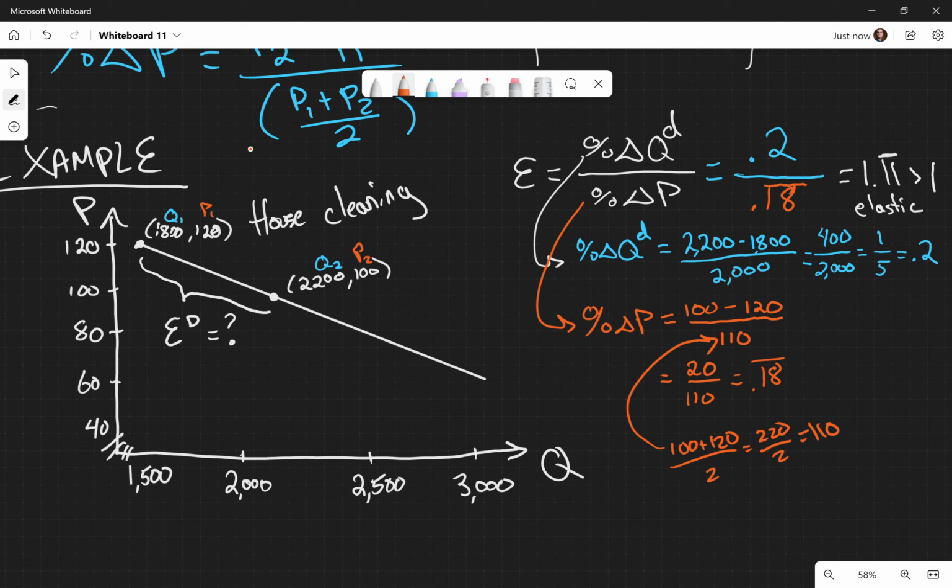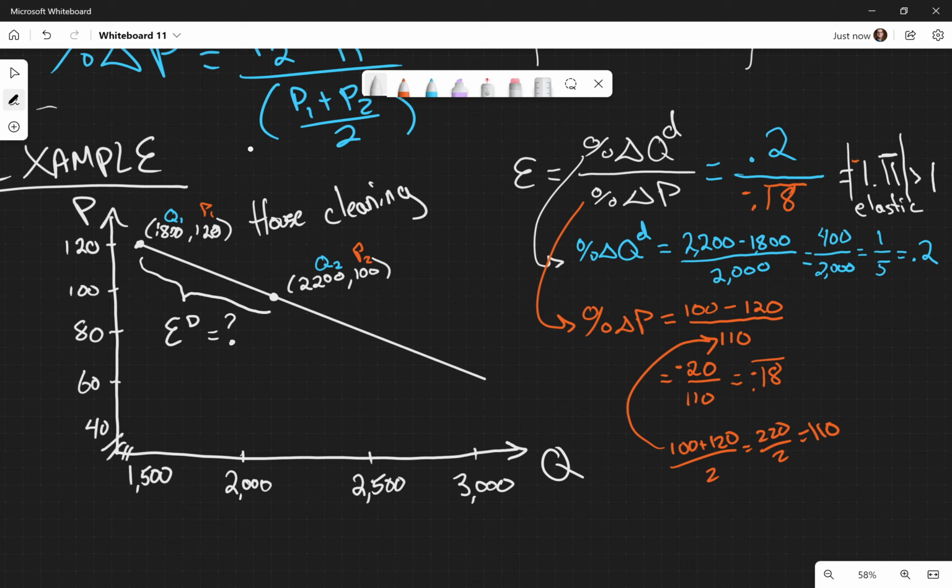So when we get the 2,000 in the denominator for the percentage change in the quantity demanded, 400 is 1/5 of 2,000, so the whole thing ends up being 1/5, or 0.2. I did make a mistake over here. I did not include this negative sign. 100 minus 120 is in fact negative 20. So this should be negative 0.18. Then we would end up with a negative here, and at the very end we would take the absolute value of that and say that it is greater than 1 and elastic.